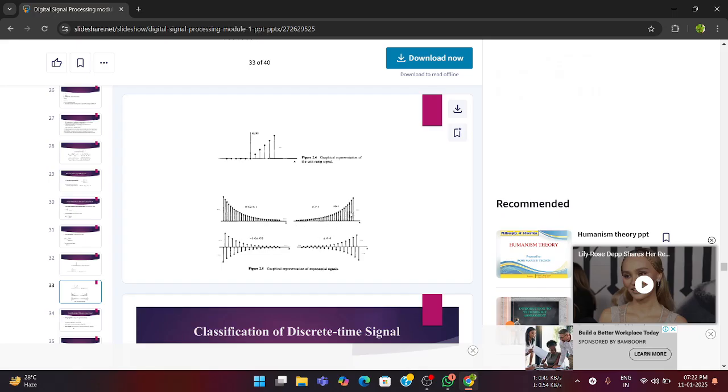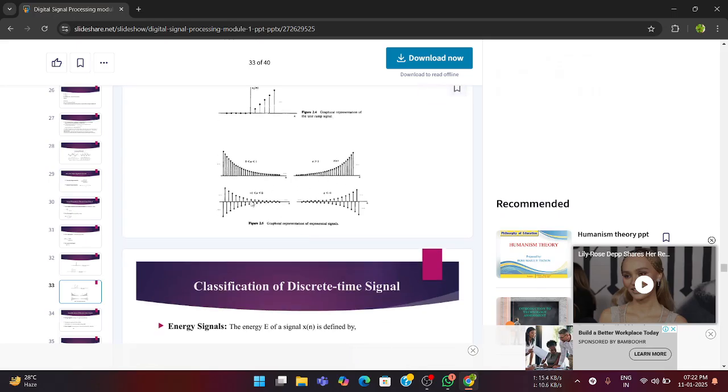Next is the exponential signal, where in one case the amplitude is decreasing and in the other the amplitude is increasing. This is the graphical representation of exponential signals.